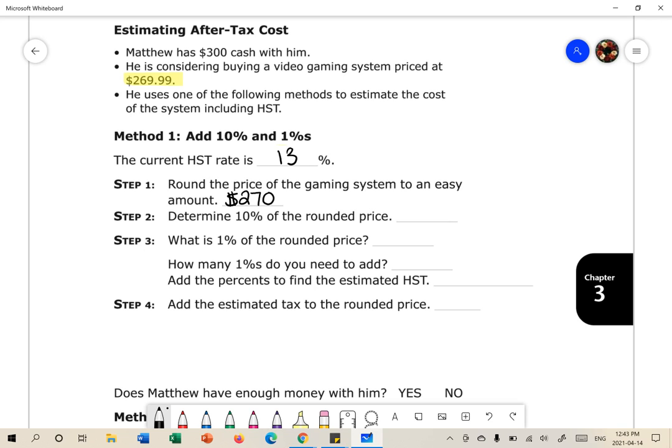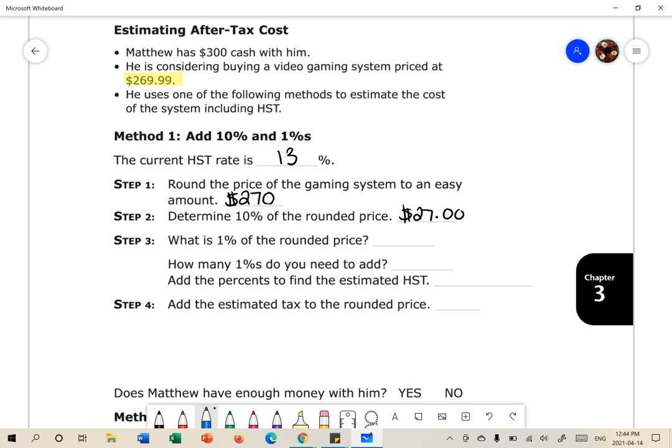And in step 2, determine 10% of the rounded price. So remember 10%, we're just going to move the decimal place to the left one place. So that would be $27. Okay, and then what is 1% of that rounded price? We're just going to move the decimal place over to the left once more. So another way of saying it is from the beginning, $270, you move it over twice.